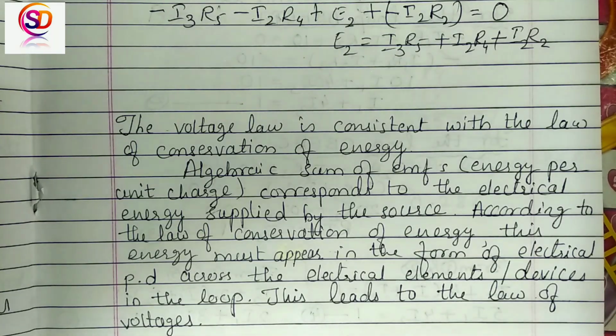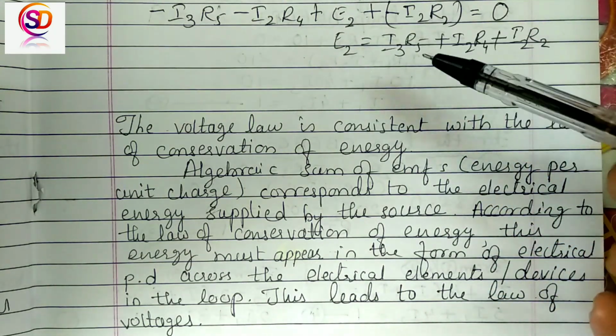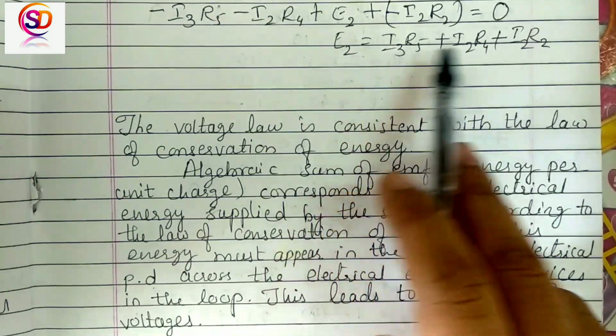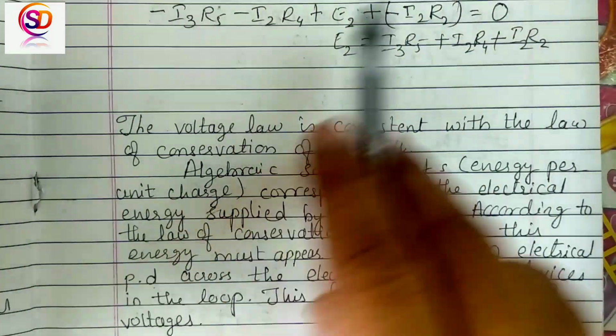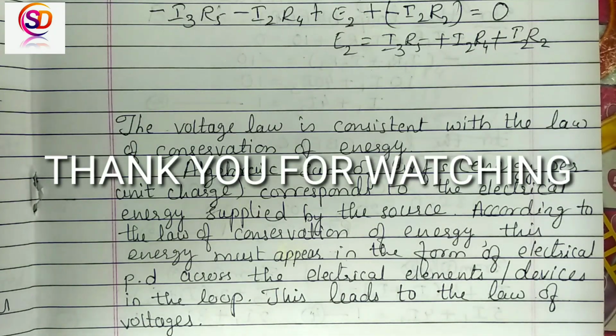Kirchhoff's second law, that is the voltage law, is consistent with the law of conservation of energy. The algebraic sum of EMFs per unit charge corresponds to the electrical energy supplied by the source. According to the law of conservation of energy, this energy must appear in the form of electrical potential difference across the electrical elements or devices in the loop. This leads to the law of voltage.